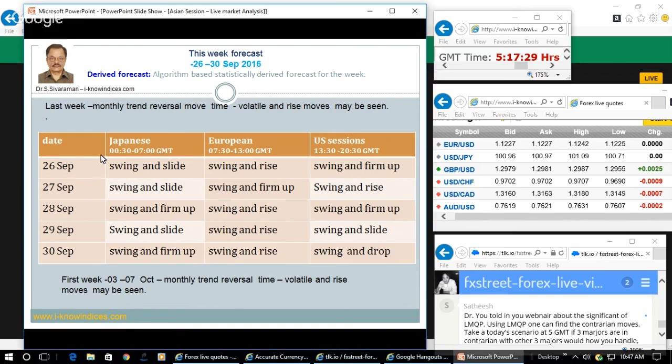Swing and rise means they will make a lower level swing, that is, a swing near the low set for the day, and slowly gain the level towards the late European session. That is what it refers to. You can focus on session-wise trades, and then you'll be able to earn about 30-40 pips in each of the session trades.